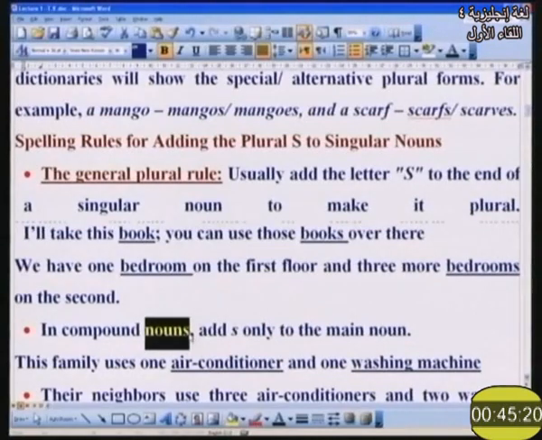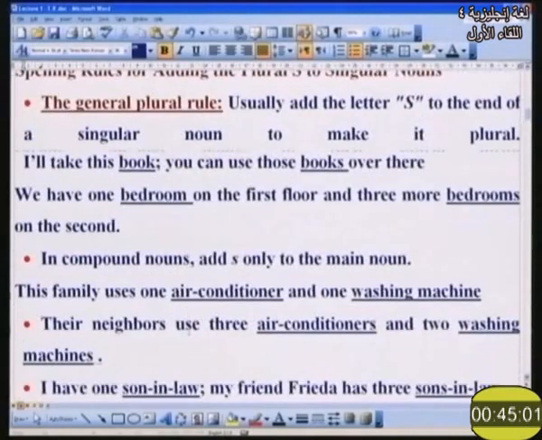Hundreds of words take plurals with an S, like book, like bedroom, like floor, like noun, like verb, like adjective, like pen, like bed, like cat, like dog. These nouns take just an S. That's simple for the plural. The second point to notice is compound nouns. Compound nouns are nouns that consist of more than one noun.